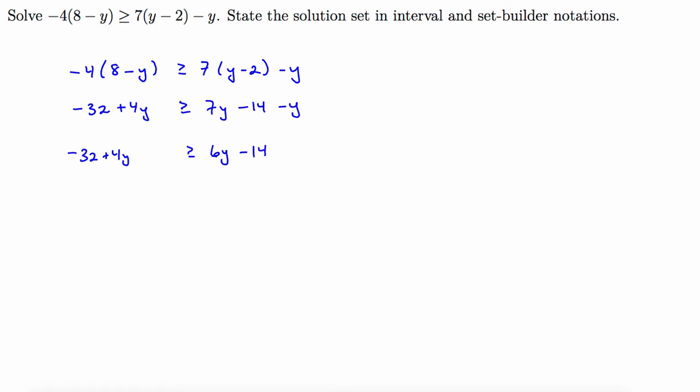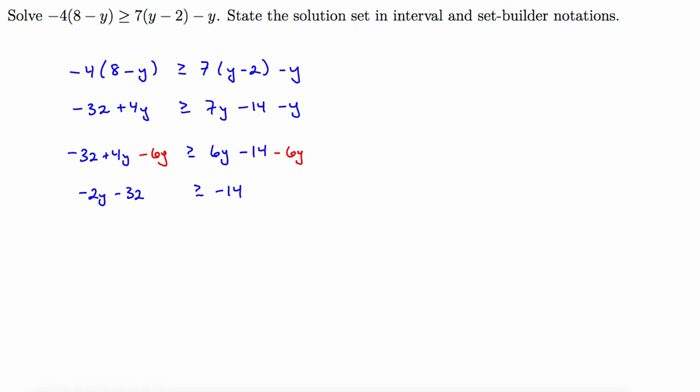We'll now isolate the variable term by subtracting 6y from both sides of the inequality. We want to remember we subtract it from the right and we subtract it from the left. And again, we simplify. Negative 32 plus 4y minus 6y is negative 2y minus 32 on the left. On the right side, 6y minus 14 minus 6y leaves us with negative 14.